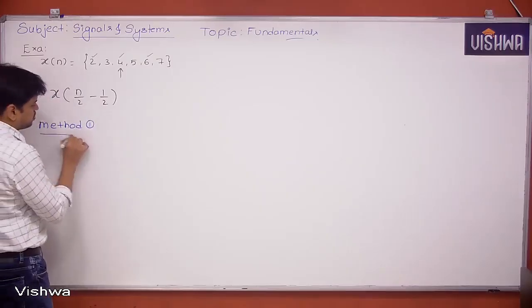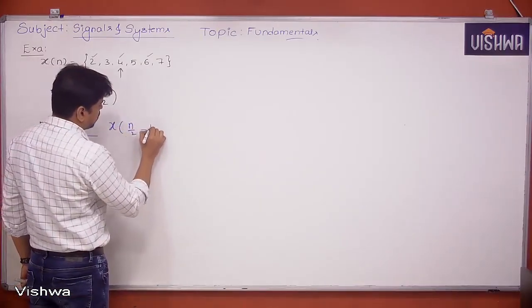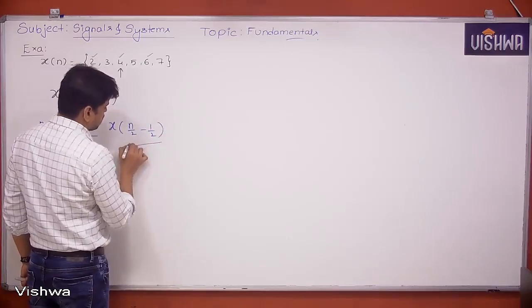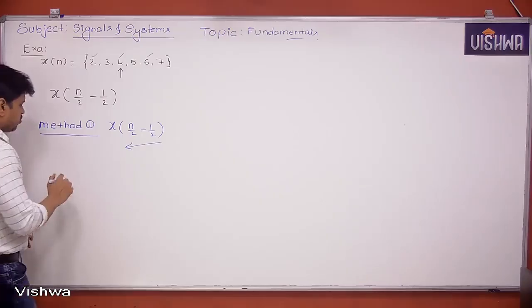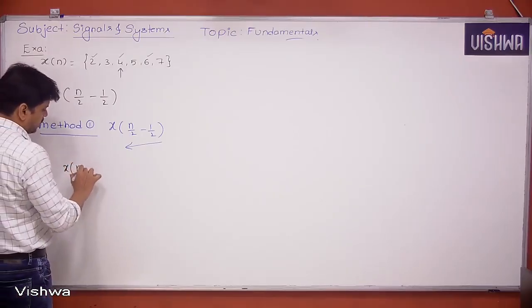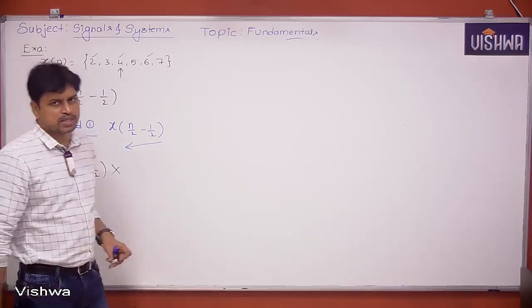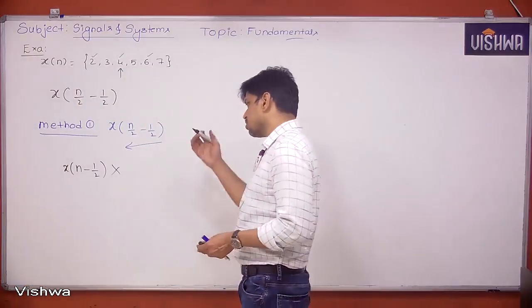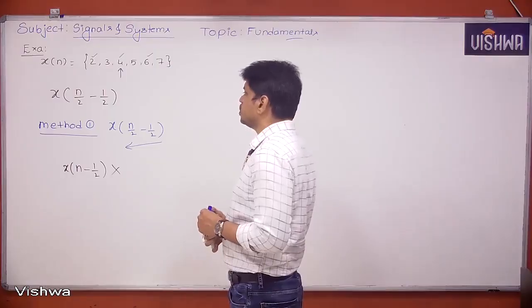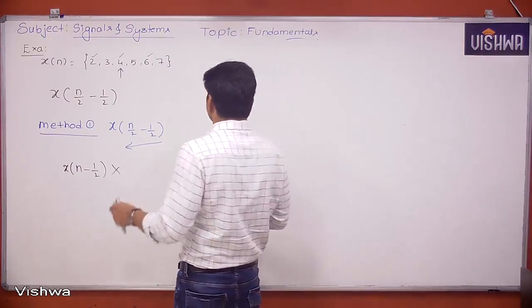Method 1: x of n by 2 minus 1 by 2. That means in this direction we have to perform the operations. That means we have to first calculate x of n minus 1 by 2. Here itself we cannot calculate. Why? Because it involves non-integer shifting. So that one is not possible. So method 1 cannot be applied to calculate the given function. Okay, then what can we do with method 2? Let's see.